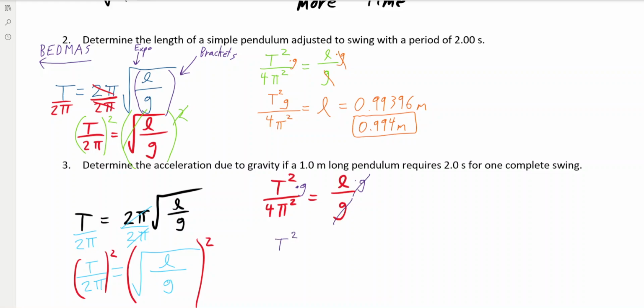So then we have T squared times G over 4 pi squared equals L. Okay, and then what we can do is times by 4 pi squared on both sides and T squared on both sides, so 4 pi squared over T squared. This cancels with this, cancels with this, so we're left with G equals 4 pi squared L over T squared.